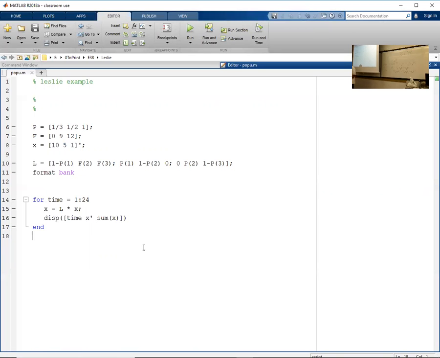So what role do those parentheses play here? Which parentheses? In the Leslie vector. These are the indexes to those vectors. P, F, and X are vectors, right? Yeah. P1 refers to index 1 of P. F1 refers to index 1 of F.